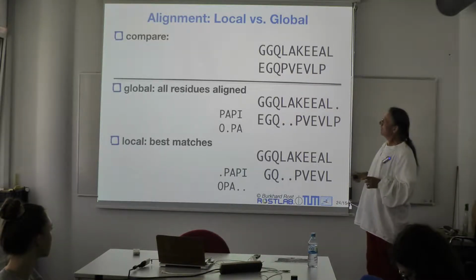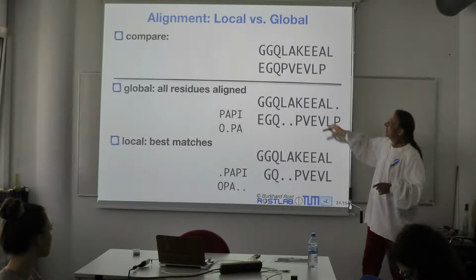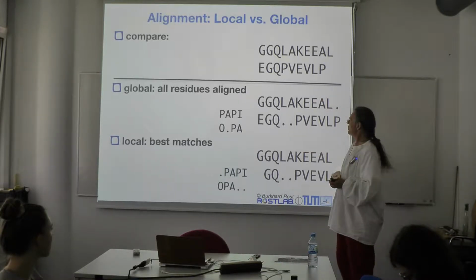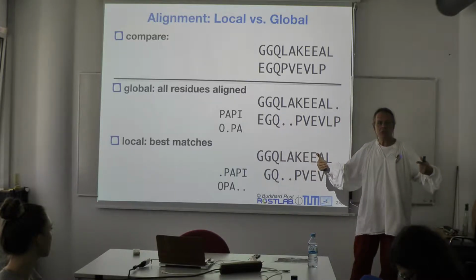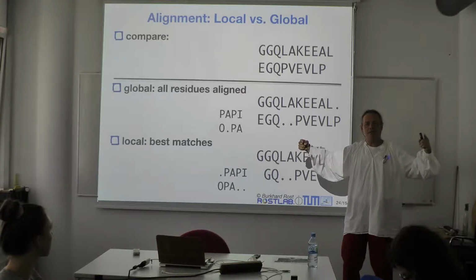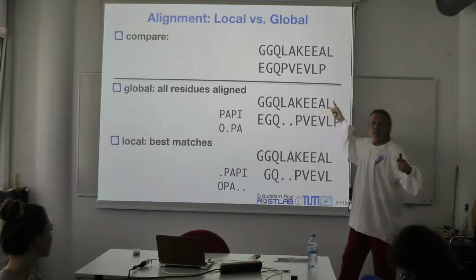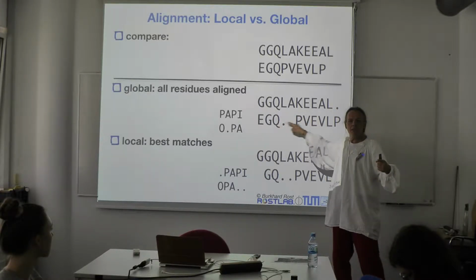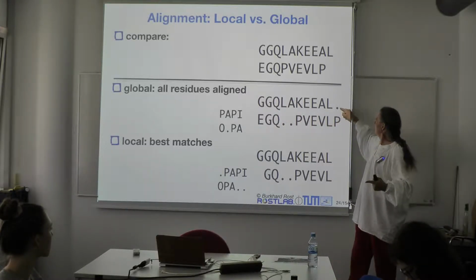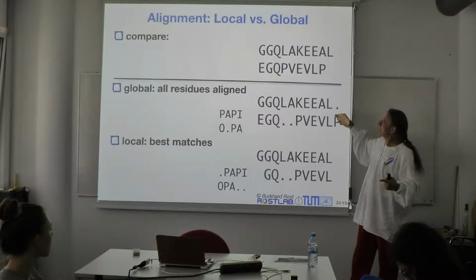And in just comparing words, again, there's another issue. There's a difference between a global and a local best match. A global best match essentially means that if I align two proteins, I match both ends. So I take one to the end and the second, and at least the ends match. The G and the E match, and the P and L are close to matching.